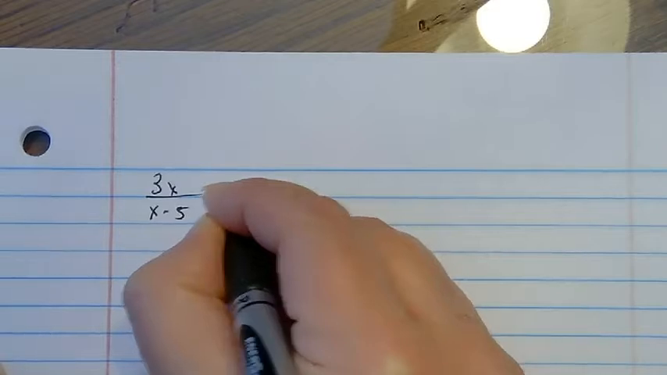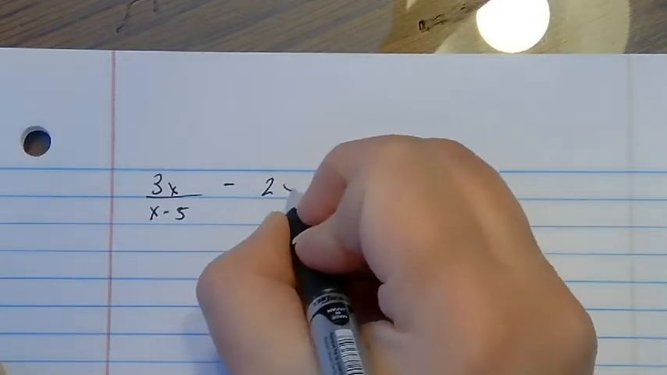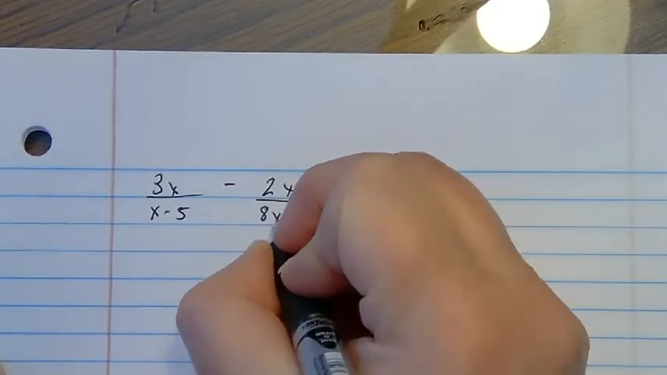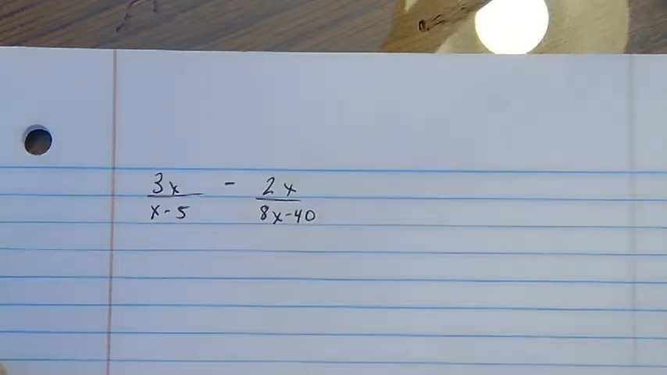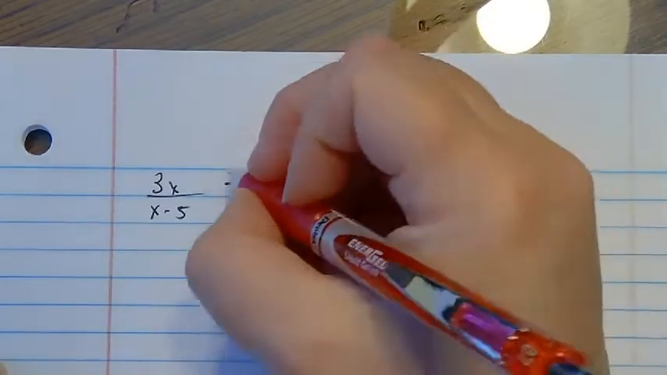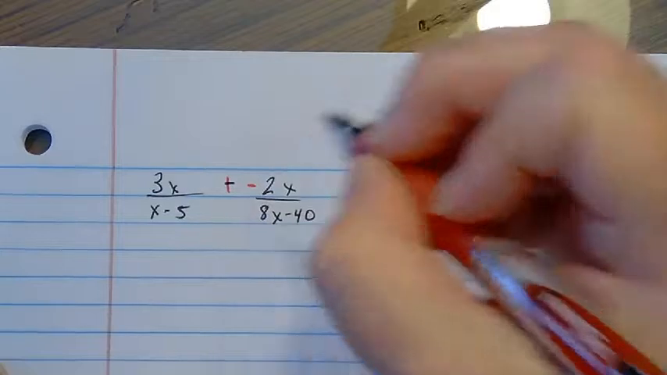Example 11, 3x over x minus 5, subtract 2x over 8x minus 40. So definitely the first thing I would do is change that to plus a minus 2x.